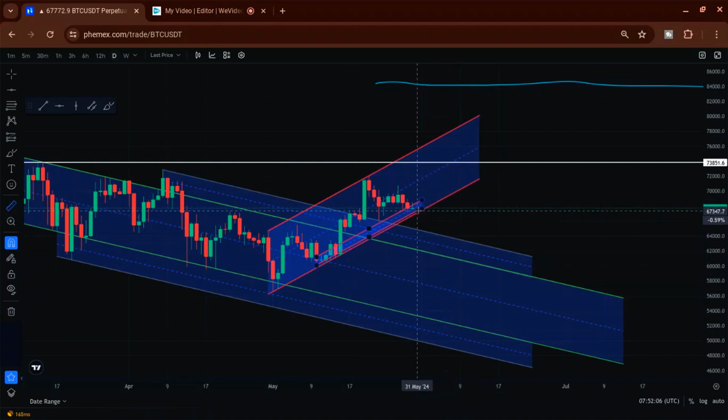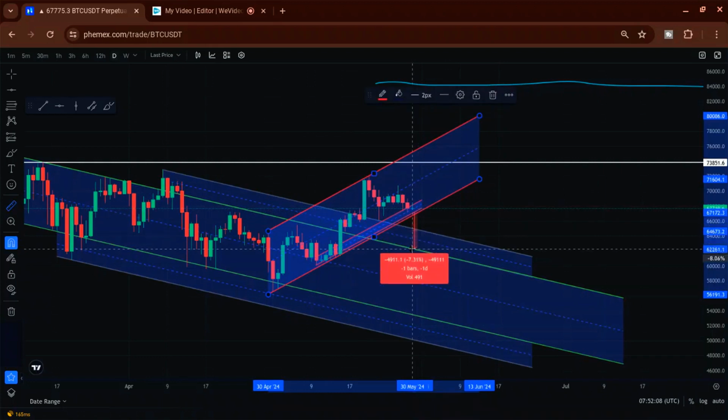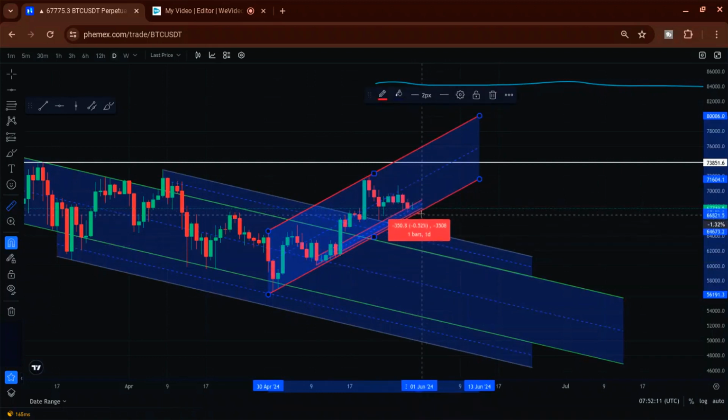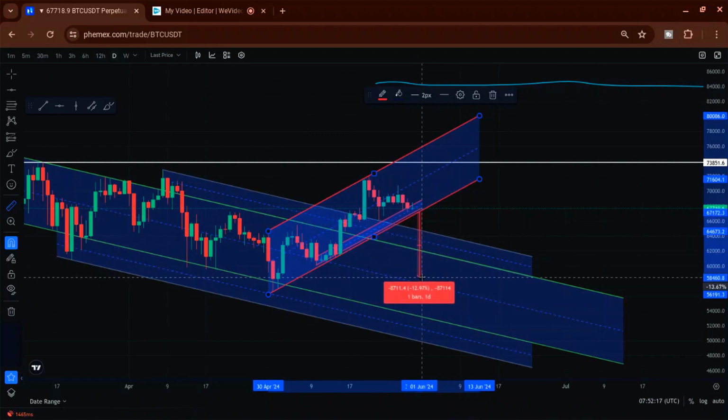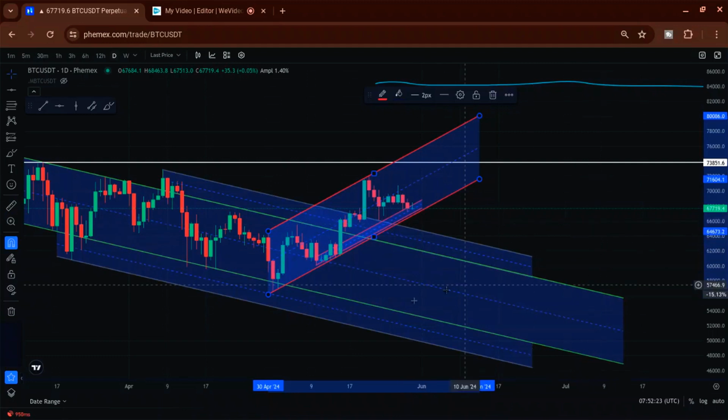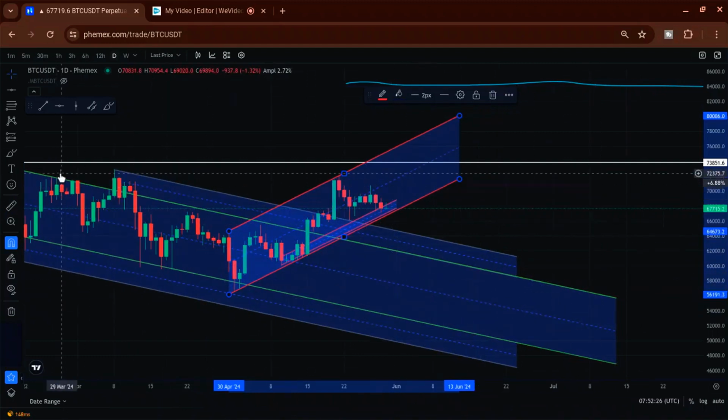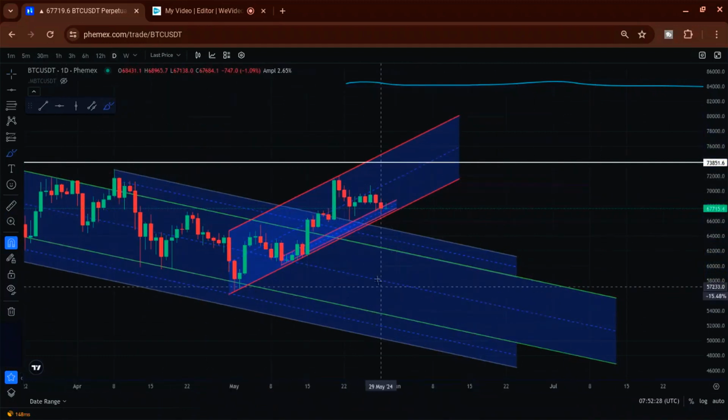What would a $7,500 target look like? Say it broke down from here, 7,500 from, let's just call it 67,000, would be 59,500. That would be an 11% dump, and that would put us down here in this area. Watch the heart line here. That's a good support.